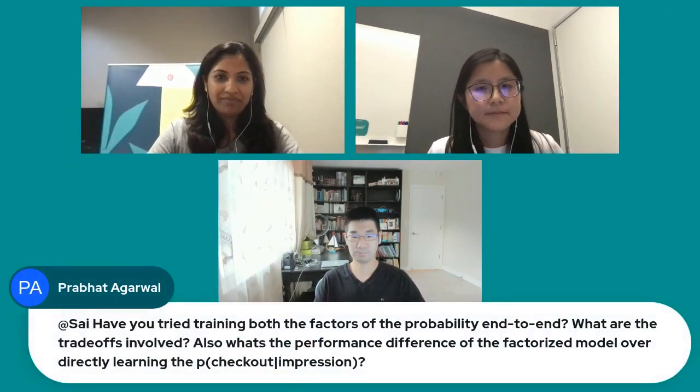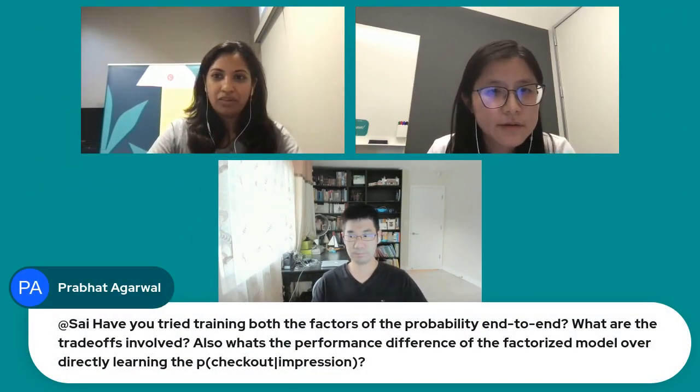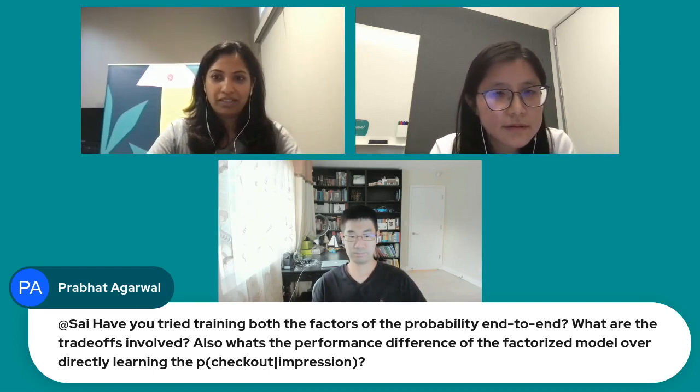Awesome. Here is one more, and this is probably the last question for this talk. This one's for you, Zhai, a little long, so bear with me. Have you tried training both the factors of probability end to end? What are the trade-offs involved? And what's the performance difference of the factorized model over directly learning the probability of checkout given impression?